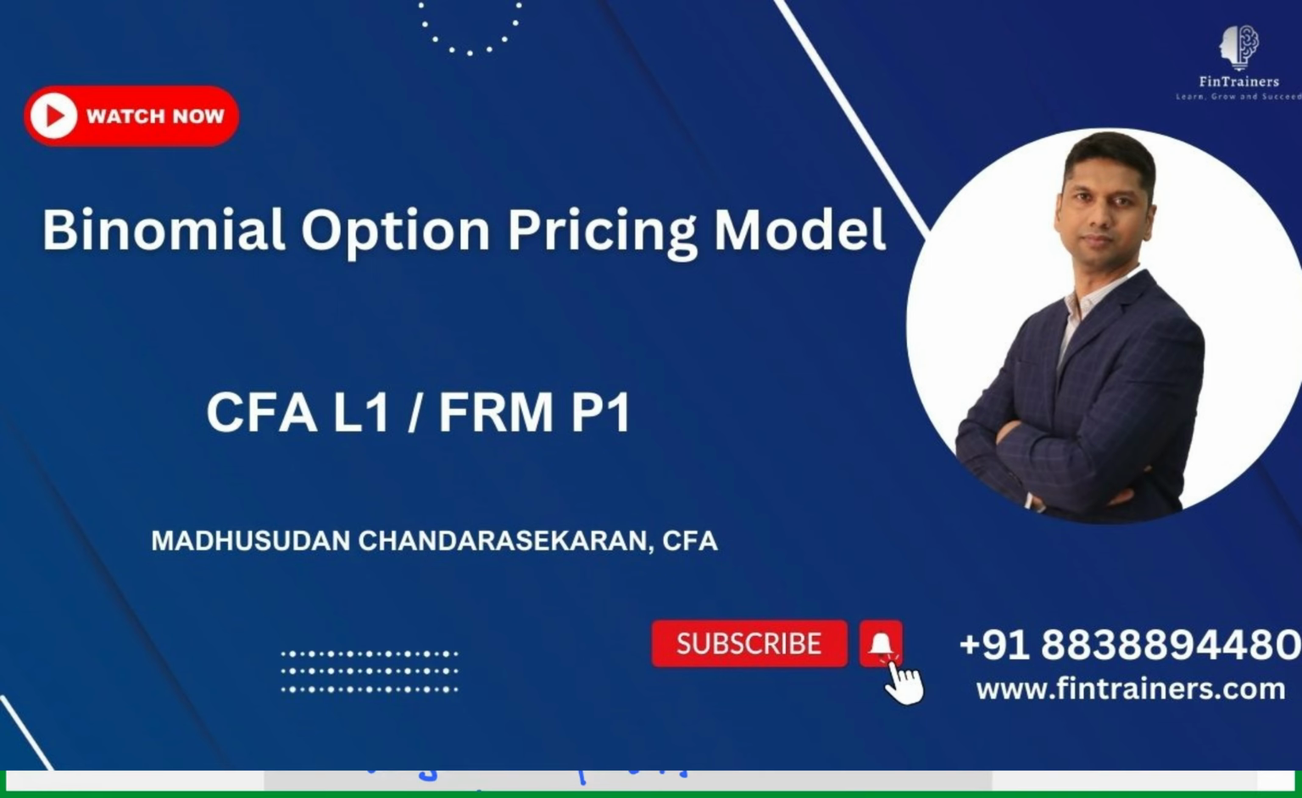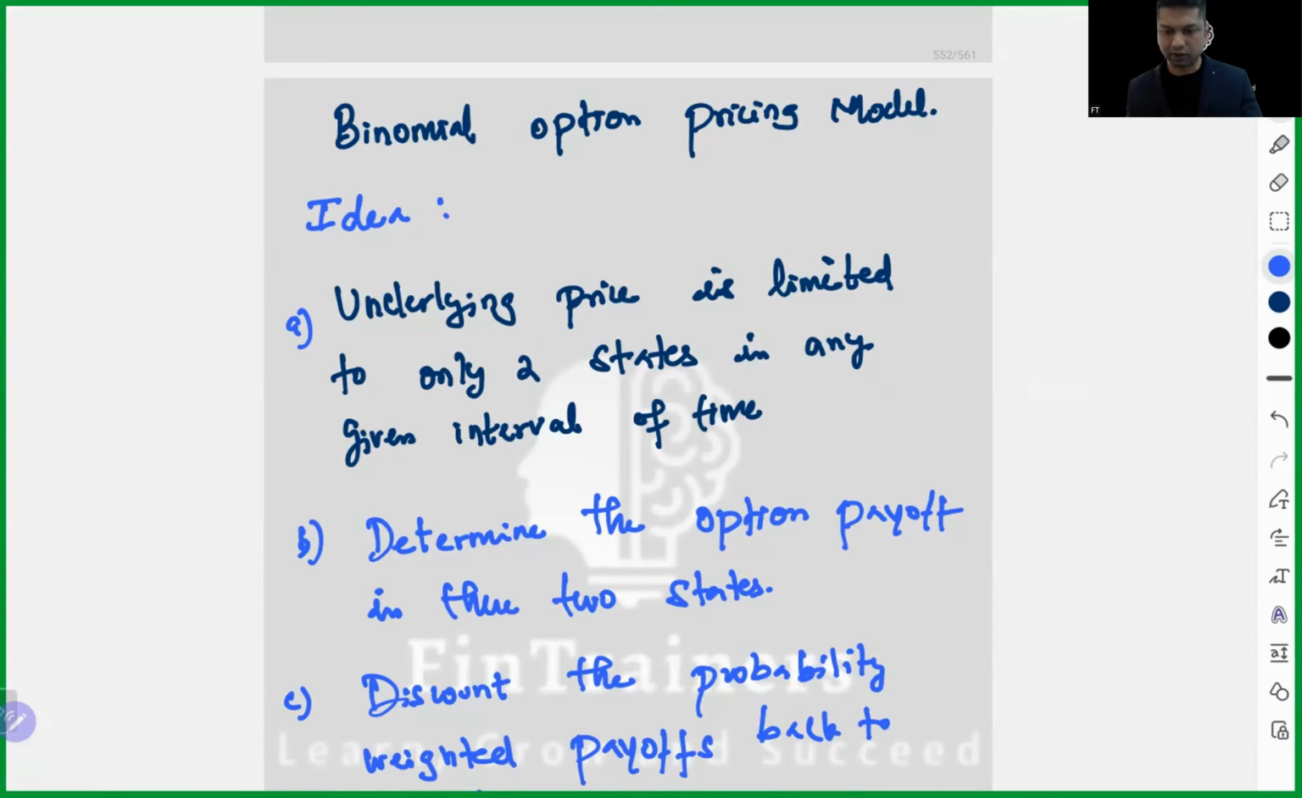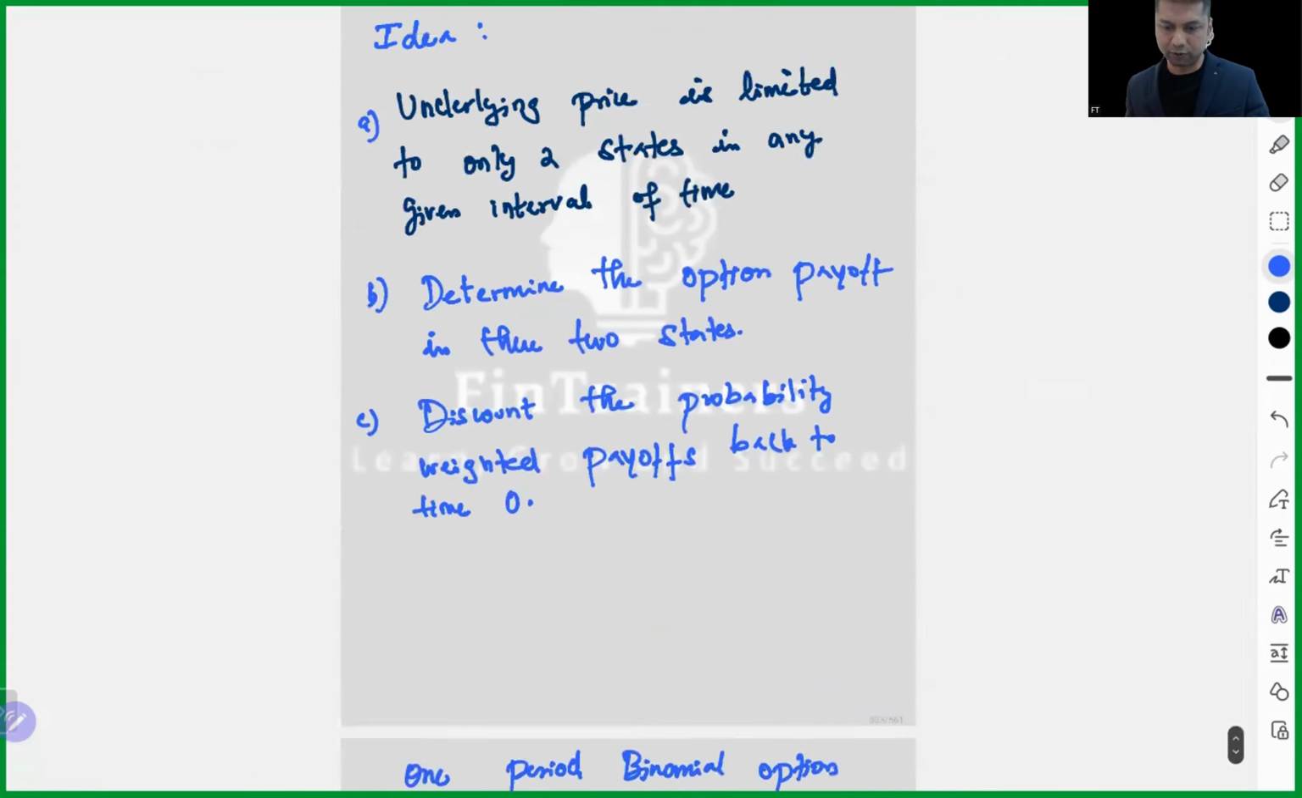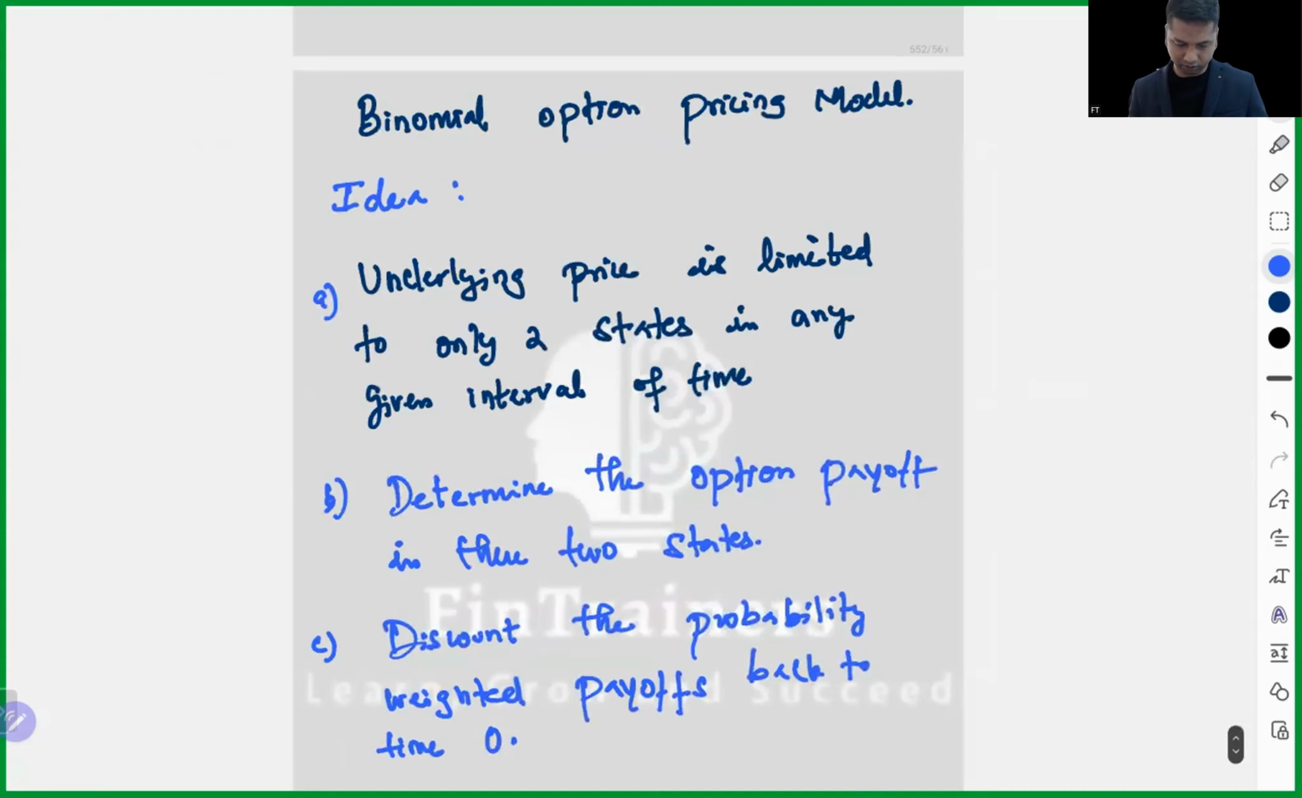Binomial option pricing. I will first talk about the idea, then we will go into the actual steps of calculating the option pricing model. The underlying price is what, in our example today, we are talking always about ACC. Say ACC right now is trading at 2,800.